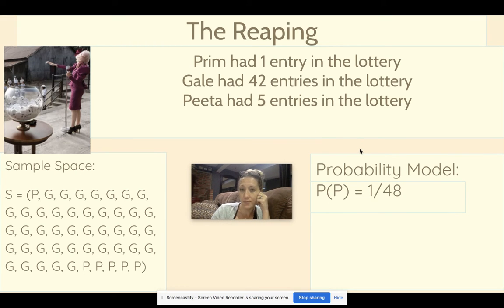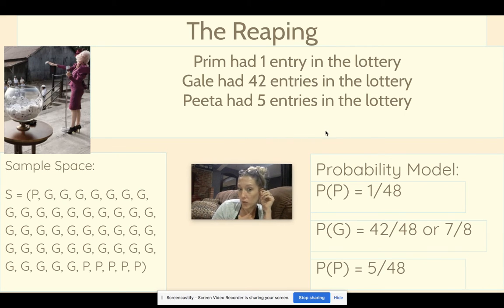How about Gale? Take a guess. So yeah, Gale, 42 out of 48, which would simplify to 7/8. And Peeta, 5/48. It's really all you're doing with this. You're using theoretical probability. This is just the annoying part, just writing out the sample space.